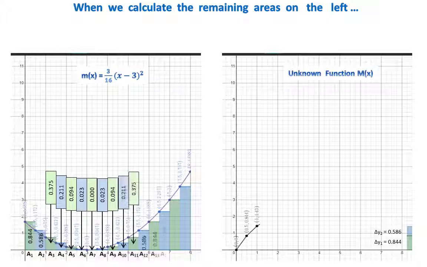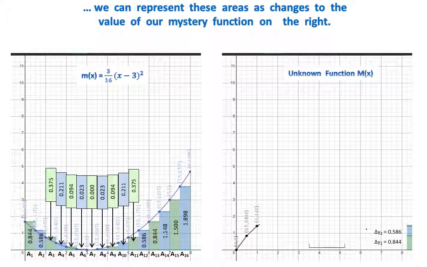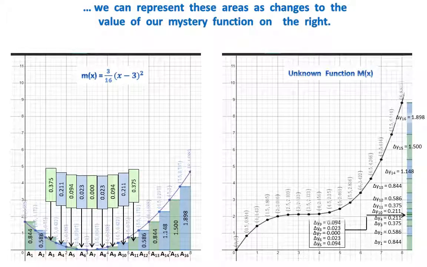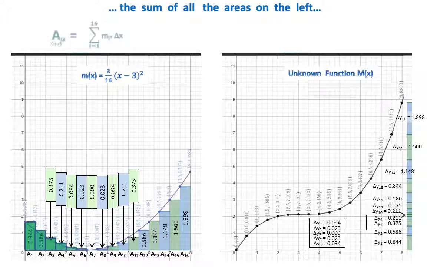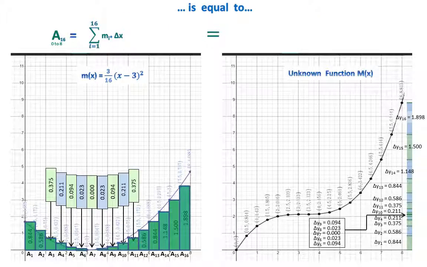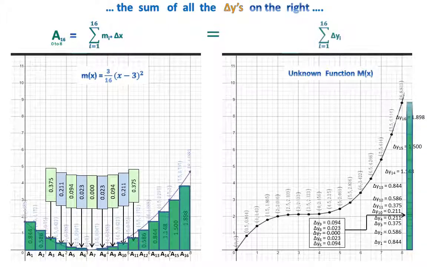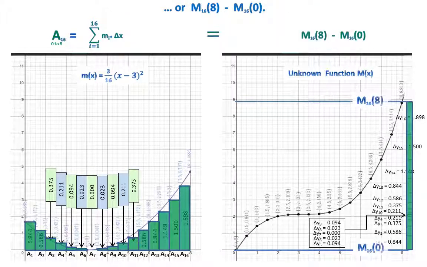When we calculate the remaining areas on the left, we can represent these areas as changes to the value of our mystery function on the right. And once again, the sum of all the areas on the left is equal to the sum of all the changes to y on the right, or capital M of 8 minus capital M of 0.